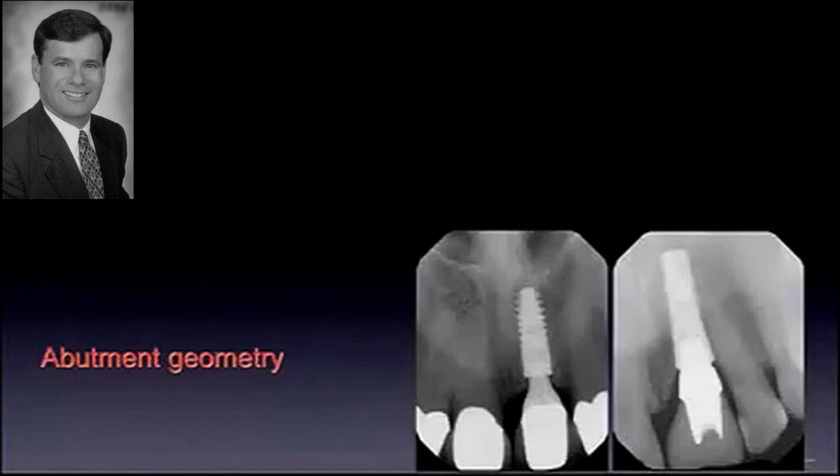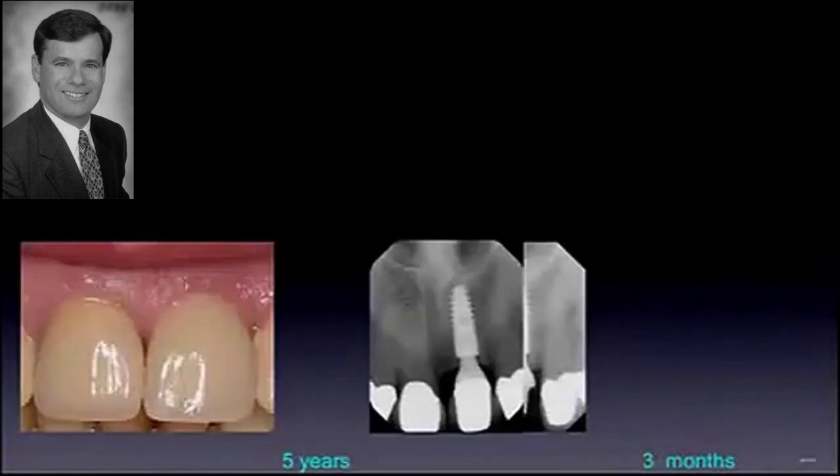And this is the same case at the 3-month point and the 5-year point. And the reality is, when placed properly in a subcrestal position, partly due to the geometry and space that the narrow abutment, the cone fit, allows, we've been able to get exceptionally healthy tissue, exceptionally stable tissue, and bone that's on the platform, bone that's virtually on the abutment itself.